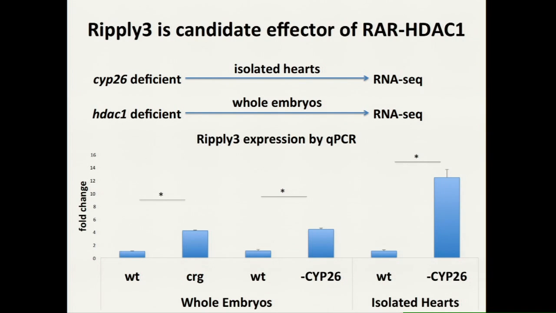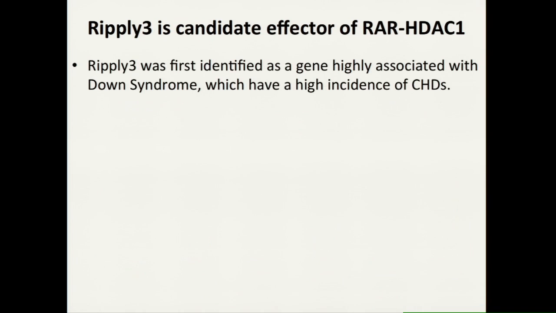Among them, one gene intrigues us, named Ripply3. As you can see, it is upregulated in both the CRAG and CYP26 deficient embryos, especially in the isolated hearts of CYP26 deficient embryos, where it is even more upregulated. So it suggests that Ripply3 plays a specific role in heart development. The other reason for having Ripply3 as a strong candidate effector of HDAC1 is that Ripply3 was first identified as a gene highly associated with Down syndrome.